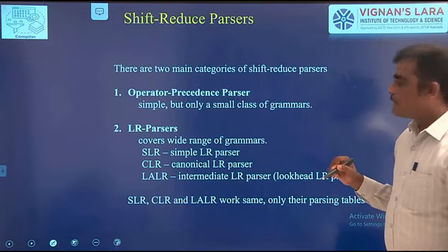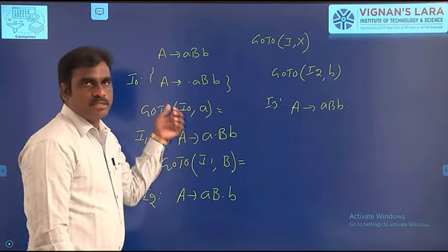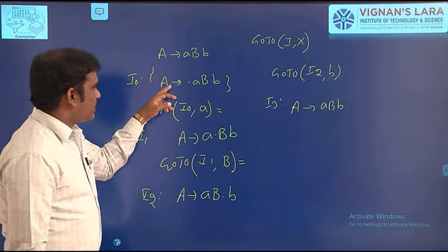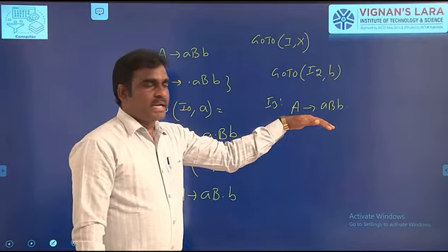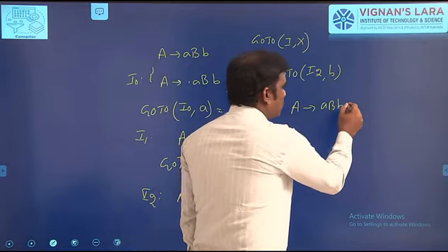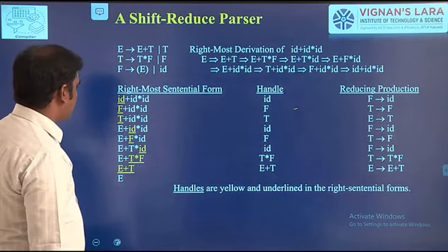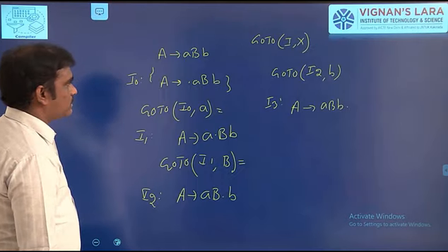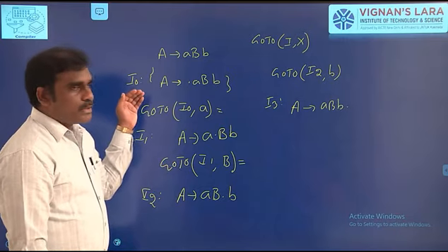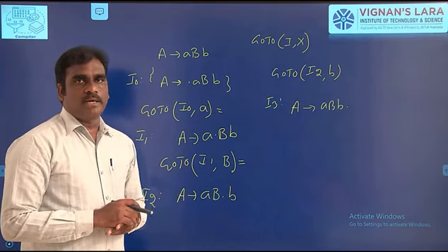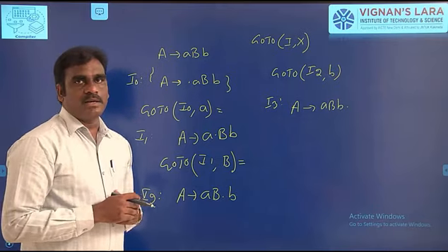In this way, the dot operation is performed. Start from the beginning of the production's right-hand side and move the dot to the right until it reaches the end of the right-hand side of the production. In this way, by using the closure set and goto operation, we will construct the SLR parsing table.